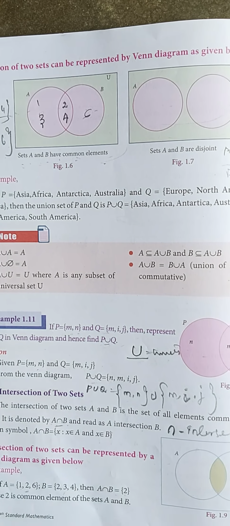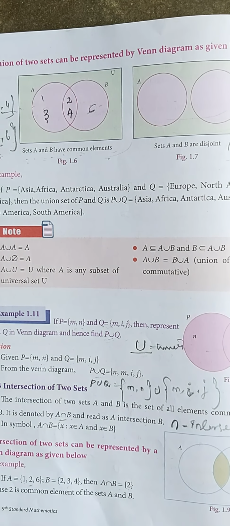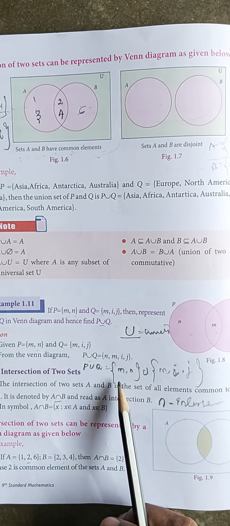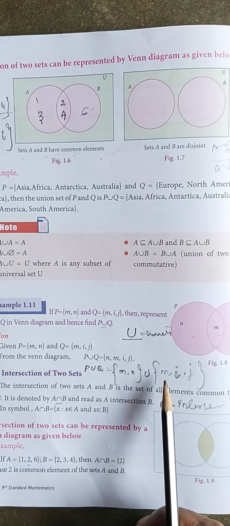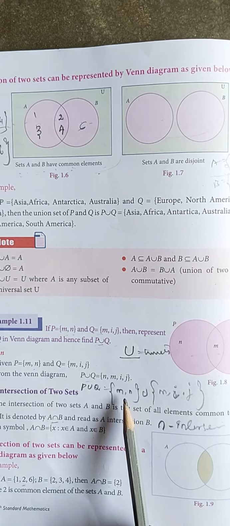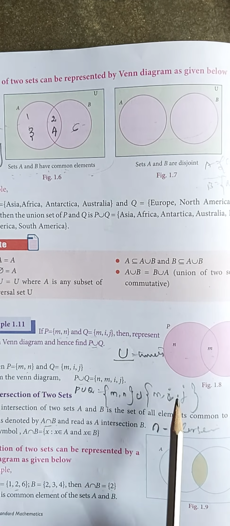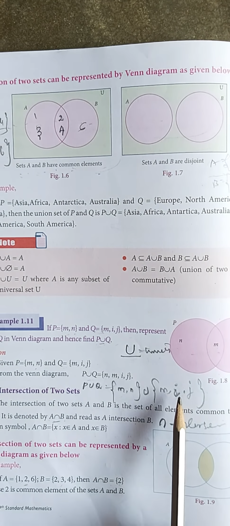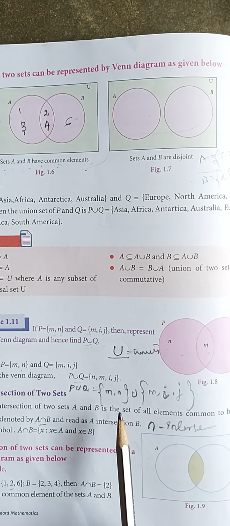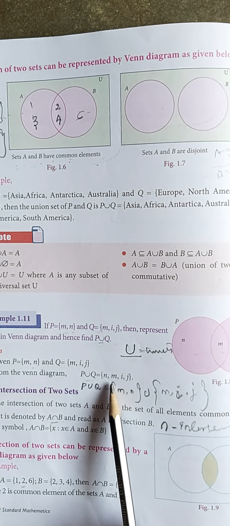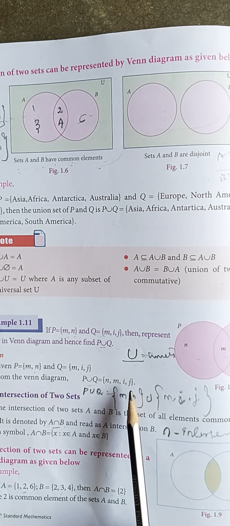From the Venn diagram, P union Q: union means combine, join and write all the values. So P union Q equal to {m, n} union {m, i, j}. Joining both, we write n, m, i, j. M comes two times, so you write it one time. So P union Q equal to {n, m, i, j}.